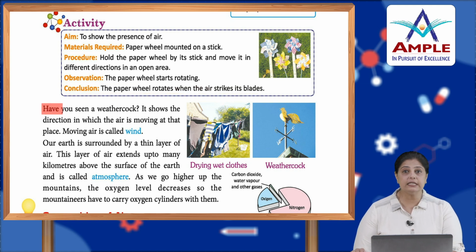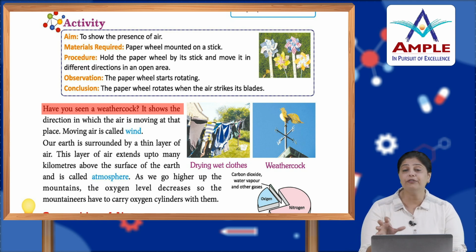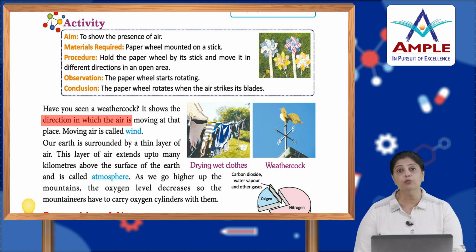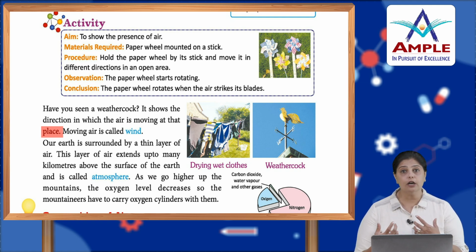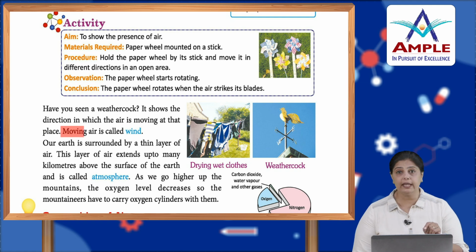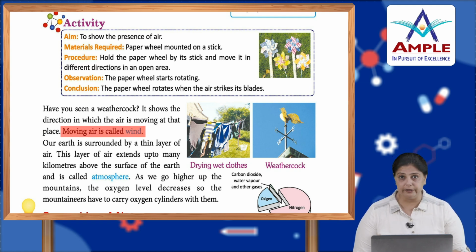Children, have you seen a weathercock? It is generally mounted on top of houses, and also on the top of other buildings. It shows the direction in which the air is moving. With the movement of the air, the weathercock starts moving and its direction changes. So we know that the air is moving from, say, the east or the west. This moving air is called wind.